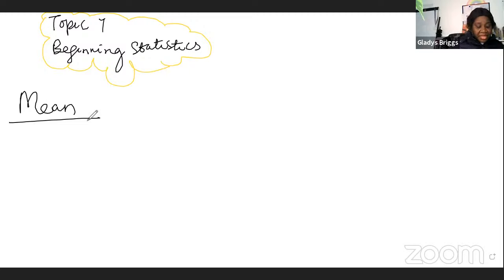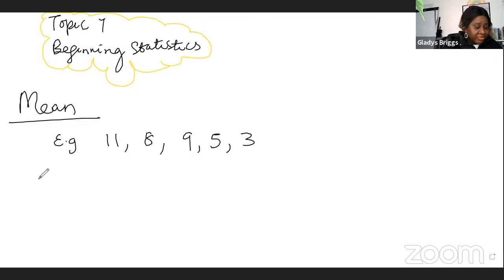Okay, so the mean is the one that is calculated. You have to add them all up and divide by the number of data. So for example, if you have 11, 8, 9, 5, and 3, and I ask you to work out the mean, then you have to add them all up and divide by 1, 2, 3, 4, 5.